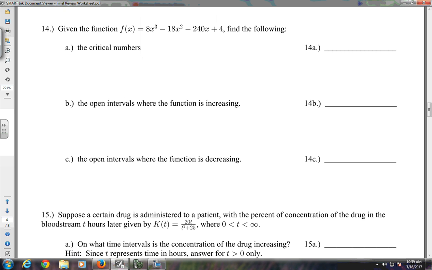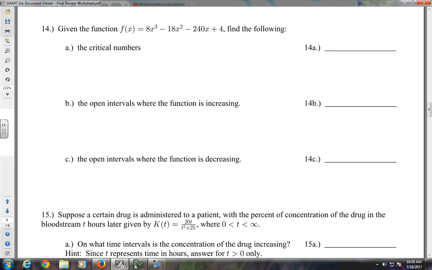In this video, we're going to pass that halfway mark on our final exam review worksheet. I'm going to work all the problems on page 4, numbers 14 through 16. So on problem 14, it says, given the function f of x, find the following.